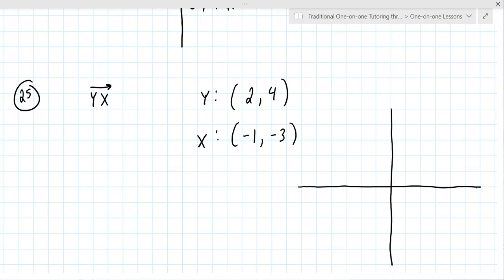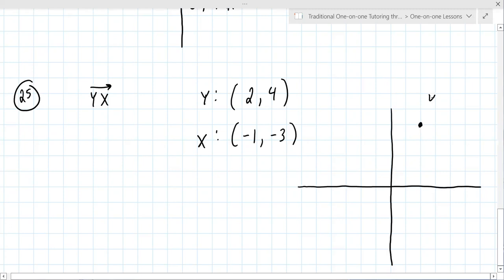Got it down. Okay. So here is Y, (2, 4). Did you put Y up here? Yeah. And then X is (-1, -3), down here. Okay. So which point does it start at? Does it start at Y or X? It has to start at X. Let's look back over here. Which letter does it start with?